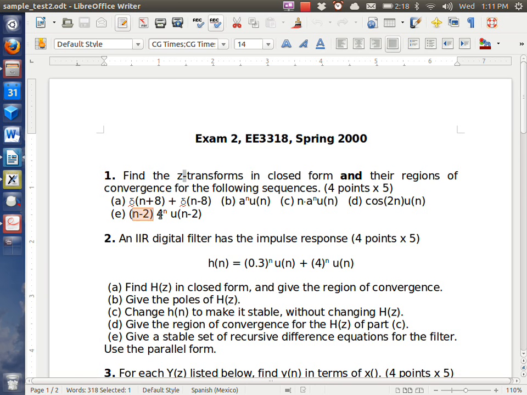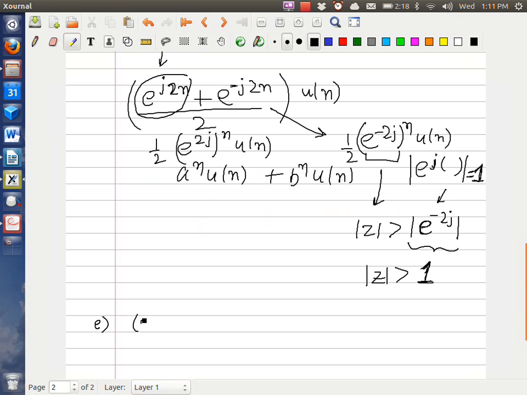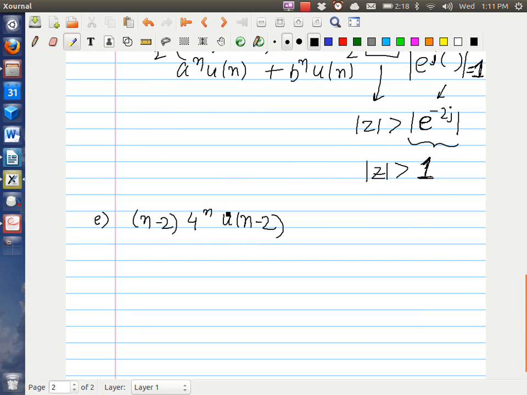Now the last one, (n minus 2) 4 to the n u of n minus 2. So it's a combination of this kind of a thing, and then the time shift thing, and then the multiplication thing. So it's 3 properties rolled into one. So first you're gonna take care of the time shift, because you don't see this right now, and it hasn't been simplified to this yet.